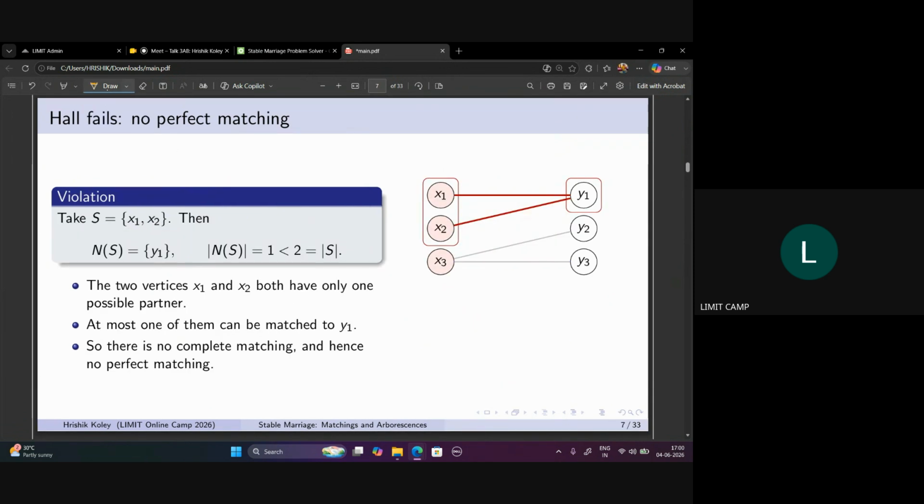Like, for example, consider this case. Take S to be again x1, x2. Now the neighborhood of S here is just y1. So the cardinality of the neighborhood of S is less than the cardinality of S. So now you have a problem: you have to decide whether to match y1 to x1 or x2. Let's say you choose x1. So you have no vertex that you can match x2 to. And thus you can never get a perfect matching here.